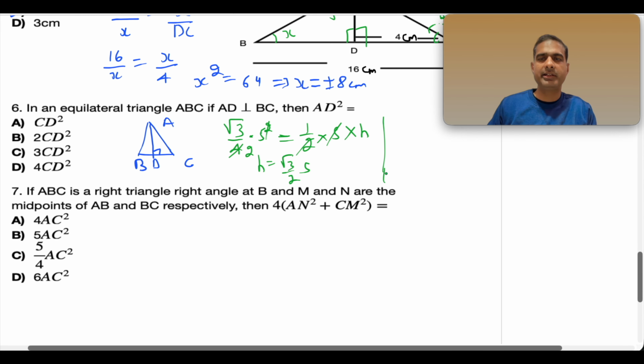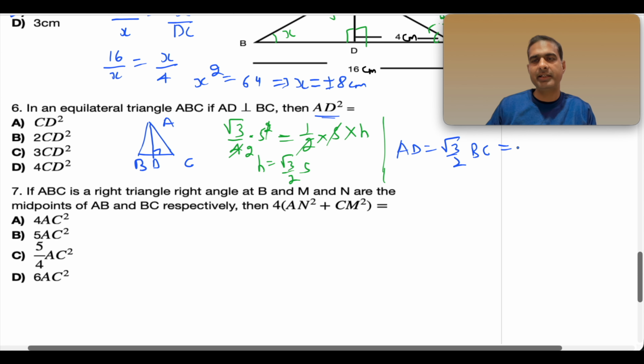And to get the answer of this question, we have to find out AD square, means square of the height. So we knew that AD is root 3 by 2 times BC. BC is one of its sides. And why did we take BC? Because the options are given in terms of CD, and in any equilateral triangle, the perpendicular from any vertex bisects the opposite side. So CD will be half of BC, so BC is 2 times CD.